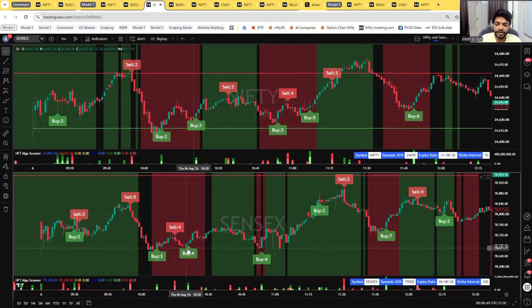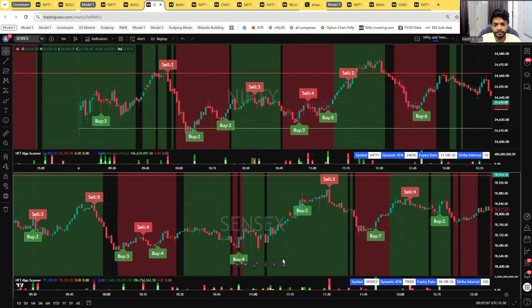Now a little bit of a fall, and again it went up. Here there were long positions built up in both. If you look here, at 10:21, in both, and again here we got the sell signal in Nifty, but not in Sensex. So even here, this move was also captured.